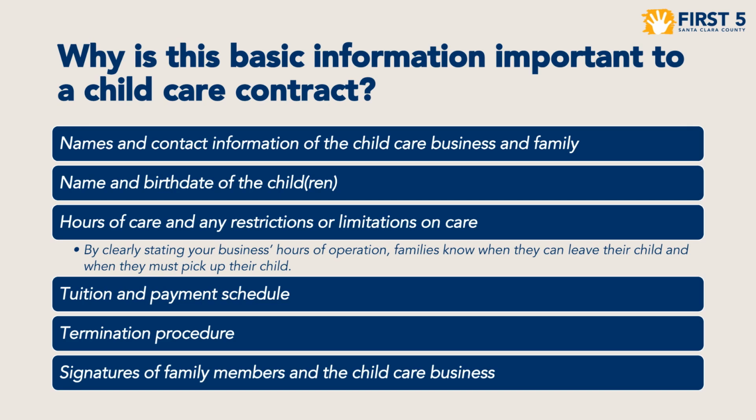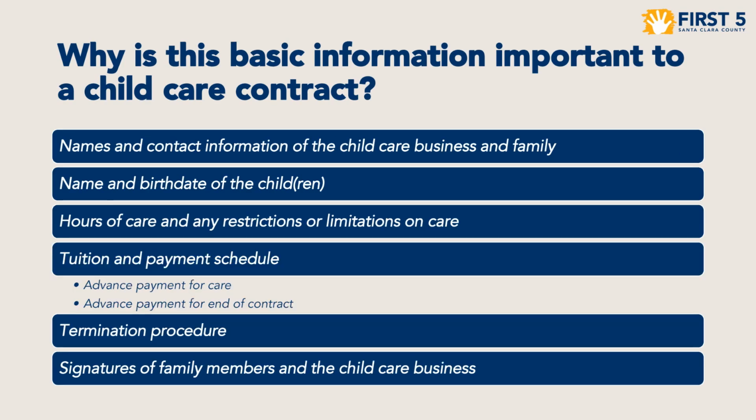pick up their child. If you choose to arrange different hours of care with a specific family, then you must explicitly state that in the agreement as well. For example, you may be open from 7 a.m. to 6 p.m., but for this specific family, their window of care may be 8 a.m. to 3 p.m. This should be differentiated if needed, as it impacts when other fees like late pickup fees may be incurred.